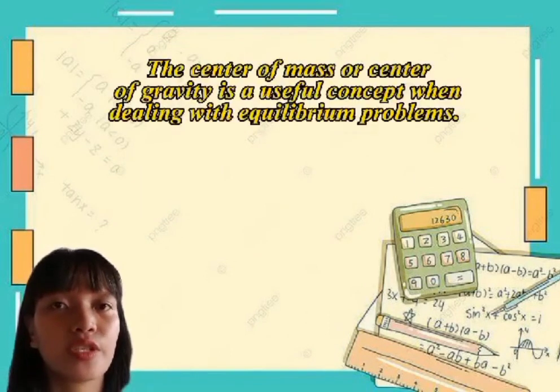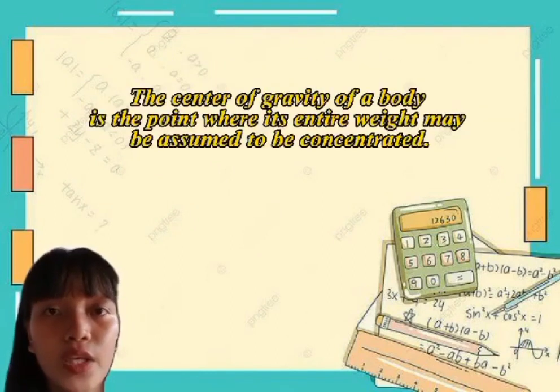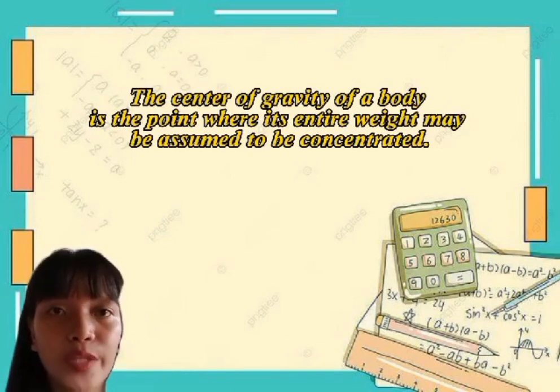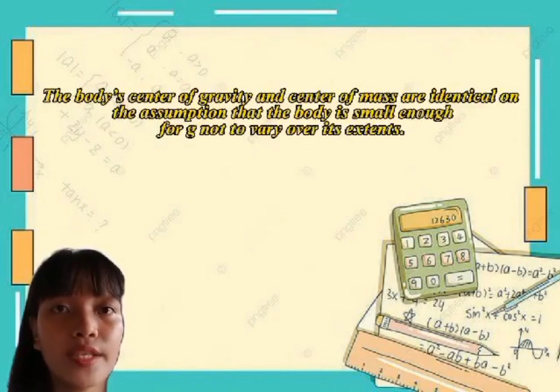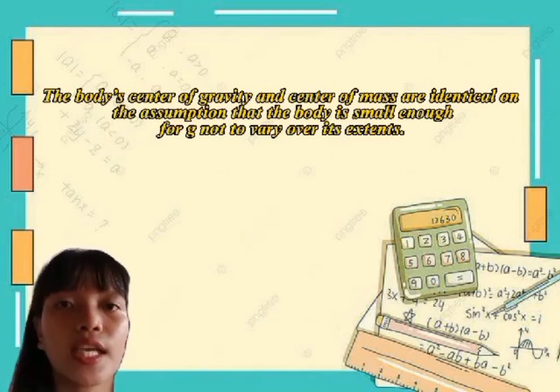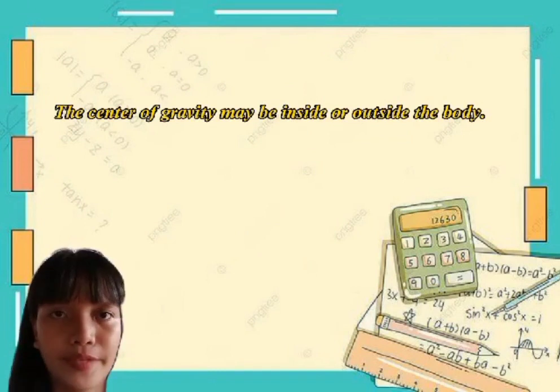The center of mass or center of gravity is a useful concept when dealing with equilibrium problems. The center of gravity of a body is the point where its entire weight may be assumed to be concentrated. The body's center of gravity and center of mass are identical in the assumption that the body is small enough for gravity not to vary over its extent. The center of gravity may be inside or outside the body.